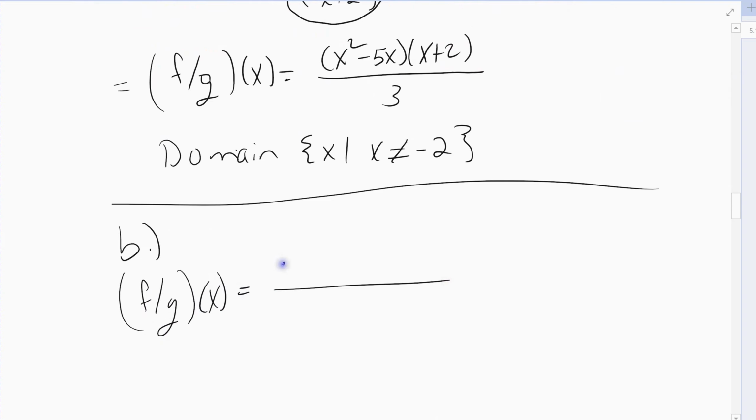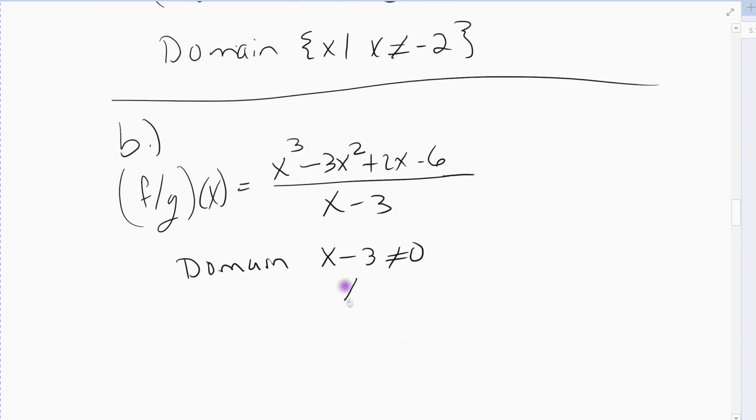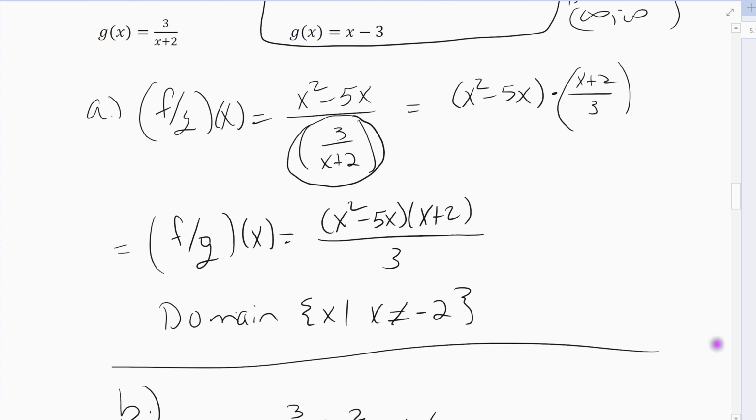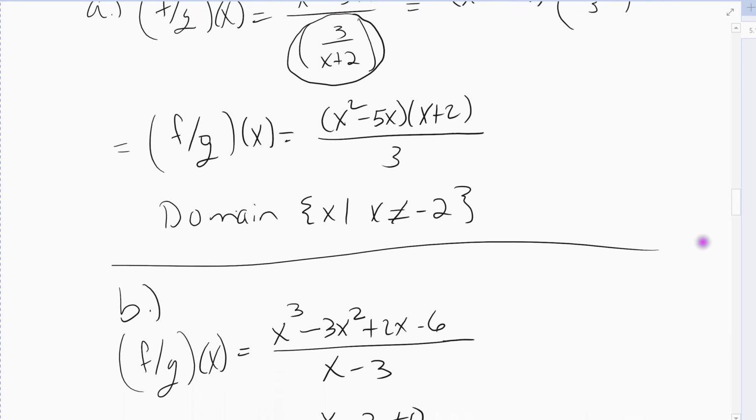My f of x was the cube, so x cubed minus 3x squared plus 2x minus 6 divided by x minus 3. And so the domain in this case would exclude the x where x minus 3 gives me division by 0. And so x cannot be 3, and my domain is every x such that x does not equal 3. And so that was a case where the final answer was the one that gave me the division by 0. The first case was where my original functions gave me a division by 0, and my final answer actually did not.